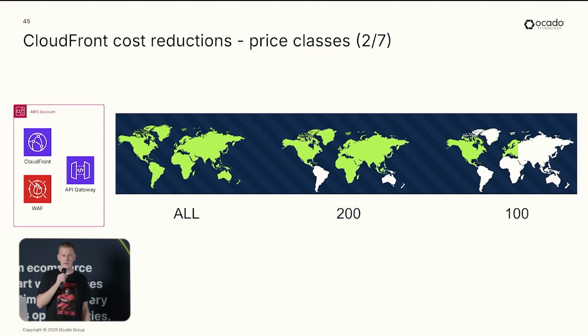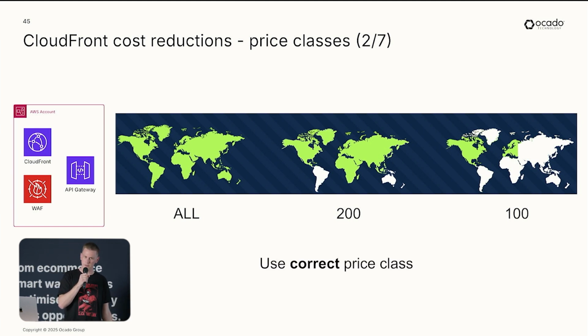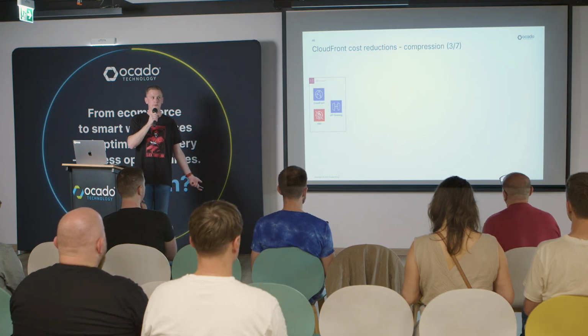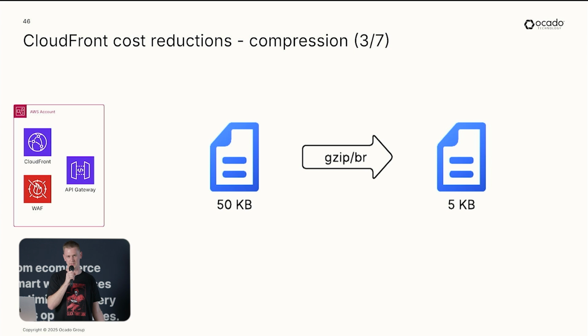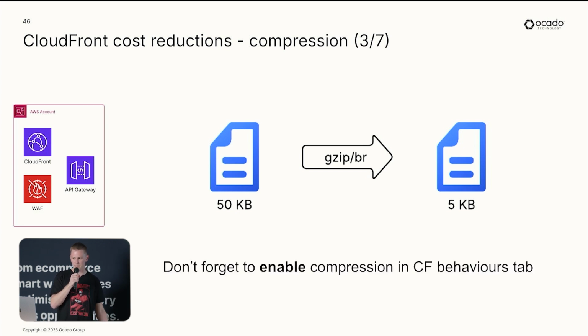Now, here's a comparison of all those price classes. The important factor here is that by default, when you set up your CloudFront distribution, AWS sets you up for the all price class. So make sure to use the correct one based on where your users reside. All right, next aspect, it might sound obvious, but compression. If you can serve 5 kilobytes for your document, which is zipped or uses Brotli compression, instead of 50 kilobytes, well, that's almost 10 times less, right? And remember, in CloudFront you are also charged per the amount of data transferred. So don't forget to enable compression whenever that's possible.